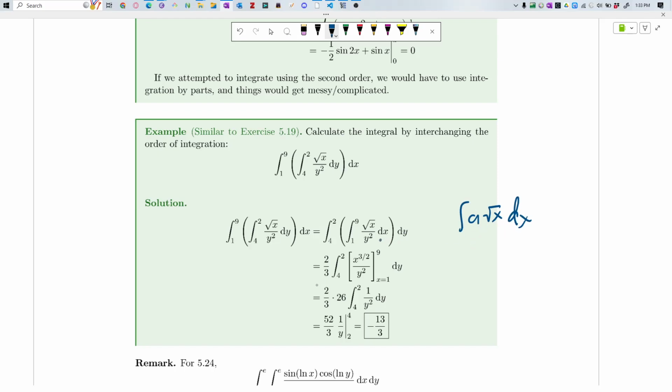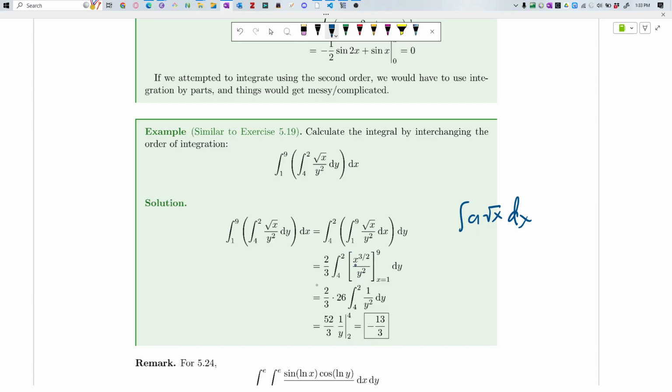That's how I'm considering this. And so, as you know, this is a 1/2 power. So when you integrate, you get a 3/2 power, and you get a 2/3 coming out of that. And yeah, the y squared is treated as a constant with respect to integration by x.